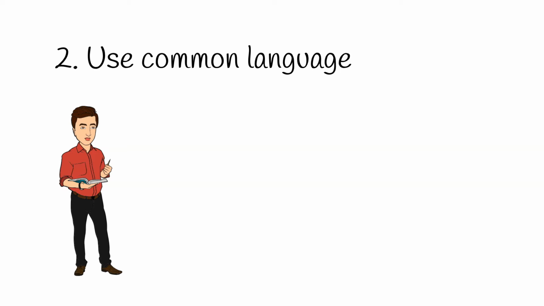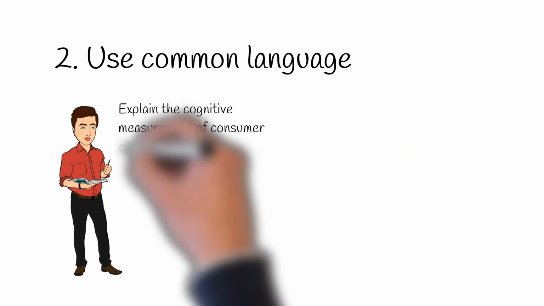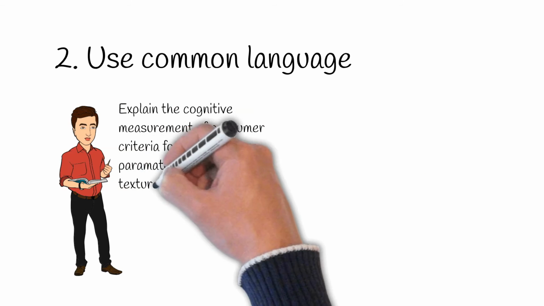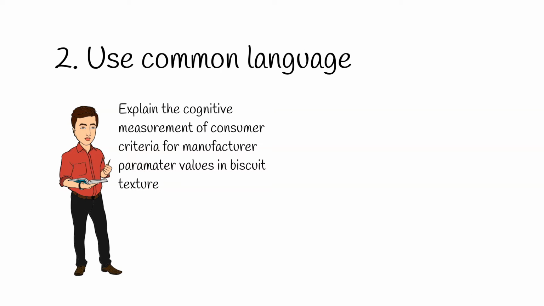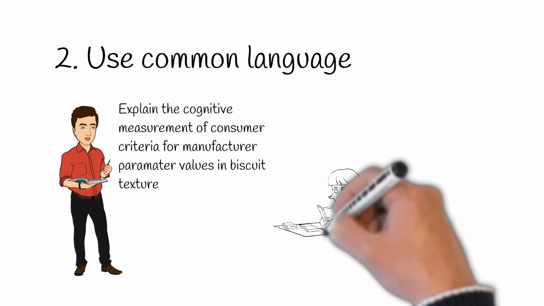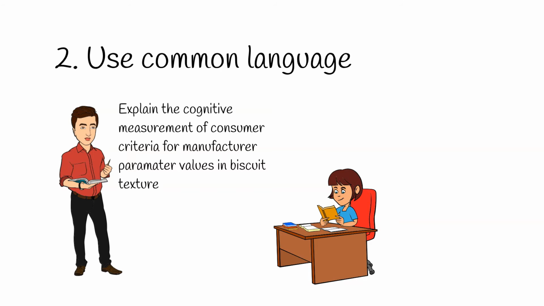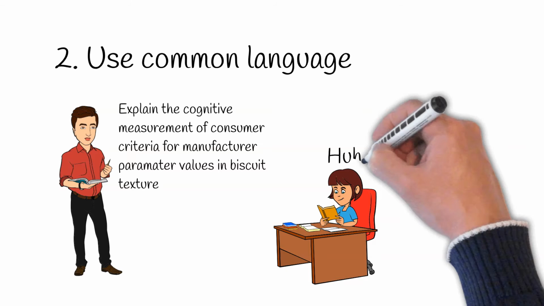An example I saw once was, explain the cognitive measurement of consumer criteria for manufacturer parameter values in biscuit texture. What the question really meant was, how does the texture of a cookie affect how much people like eating it?